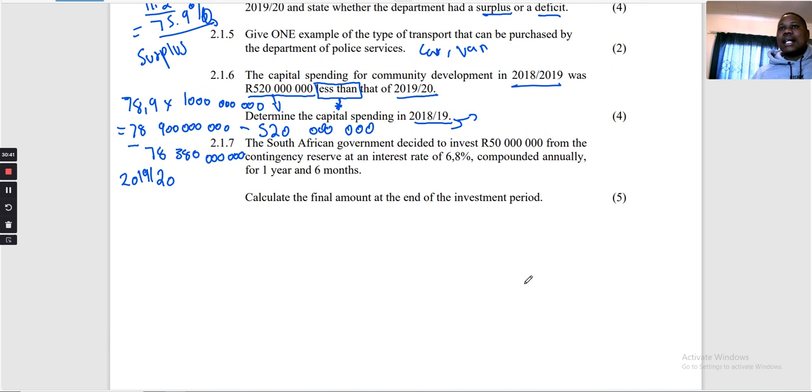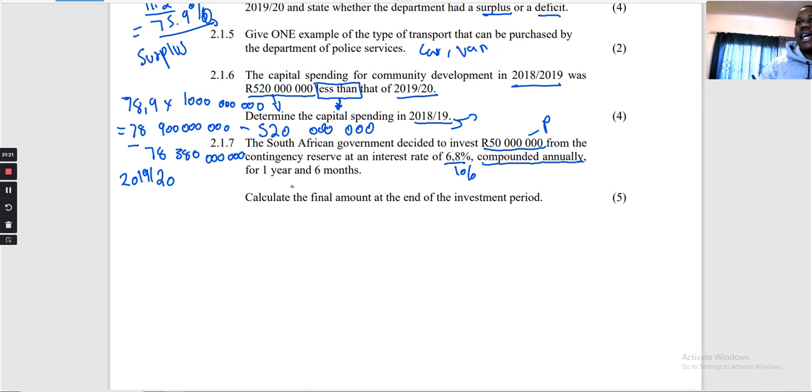Number 7, they say the South African government decided to invest 50 million from the contingency reserve at an interest rate of 6.8 compounded. This is very important. This is the principal amount. Then we have the interest percentage, and then we have the method. Our method, they say, is compounded annually. It means we earn our interest yearly, once in a year, at the end of the year.